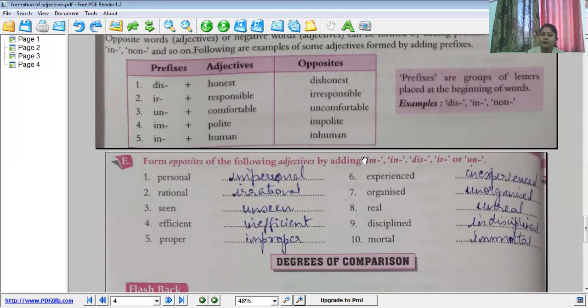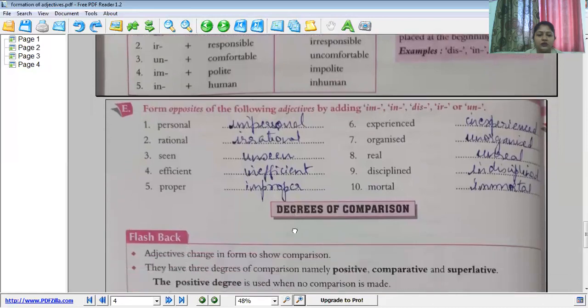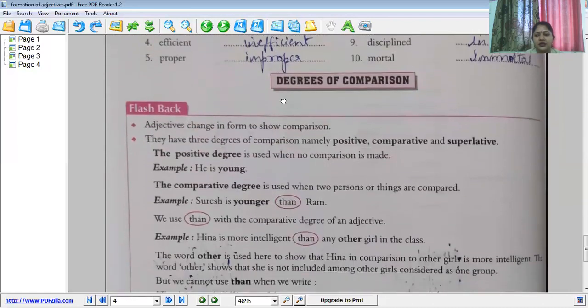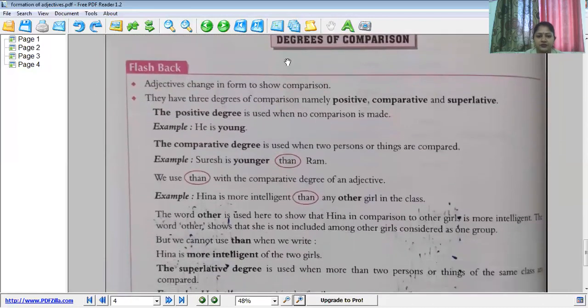Compare means when you compare things. Okay. You have done degrees of comparison. You've done some examples in your previous classes also. So we'll just go through these examples, children. Okay. Examples and a little bit of explanation as well.